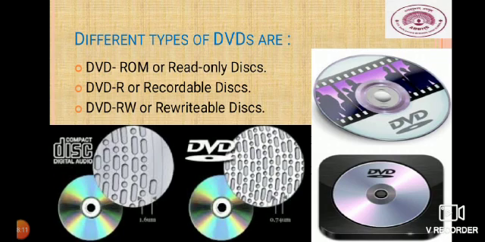DVD-ROM or read-only disc, which are available with pre-existing data that is imprinted during the manufacturing process. DVD-R or recordable disc can be written on only once, and DVD-RW or rewritable disc can be written on multiple times. Here are some pictures of DVD.